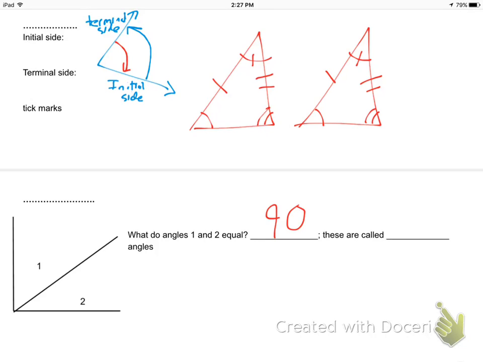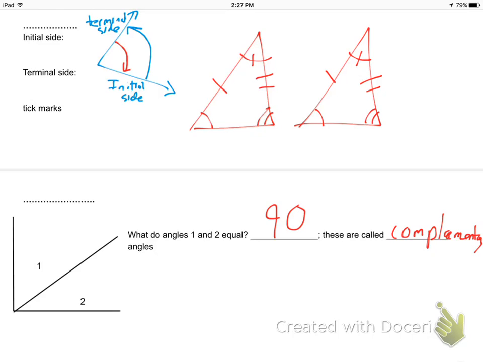Complementary, yeah. So they're complementary. Complementary angles, guys, add up to 90. So if I said angle 1 is 30 degrees, what's angle 2?